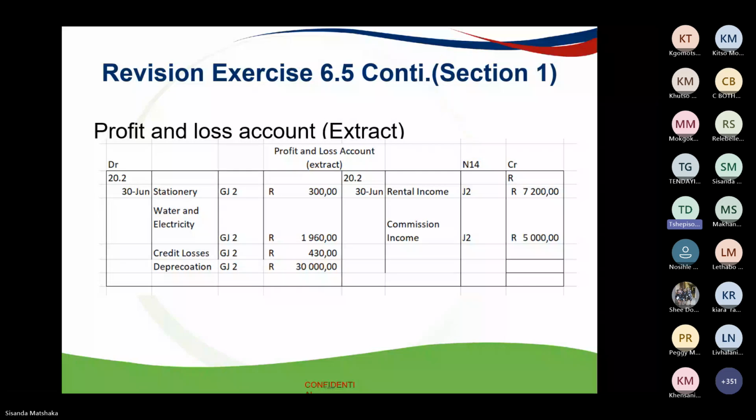And then this is just the effect of the transactions as they've been presented on part two. That's just an extract of what it will affect in terms of the profit and loss account. Thanks. I'll hand over to Sandra.